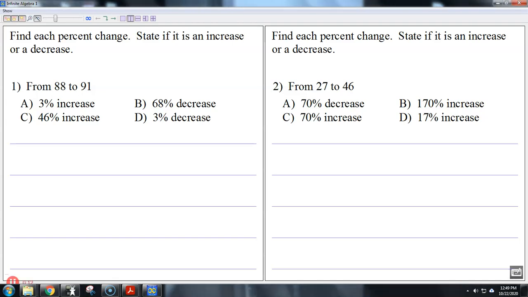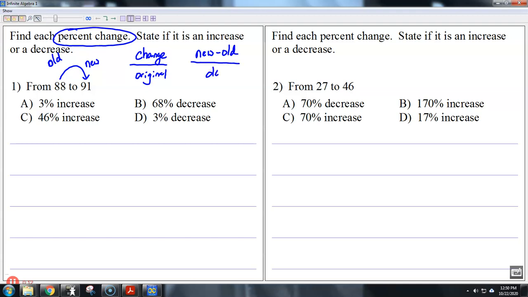So remember, when you're trying to figure out how much percent something has changed by, you're going from a number to another number. So this is kind of like your old number, and this is your new. So the formula you can use, there's actually two of them. It's the amount of change over the original value. That's one way to kind of look at it. Or you could look at it as it's the new minus the old over the old. You're always comparing it to the original or what it used to be.